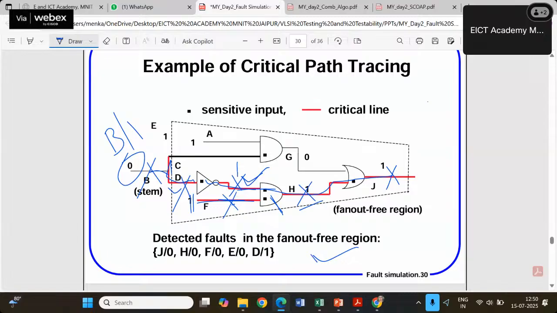Critical lines in this particular thing. Both of these paths for B stuck at 1 are critical, right? So this is the critical path tracing. Any questions so far?